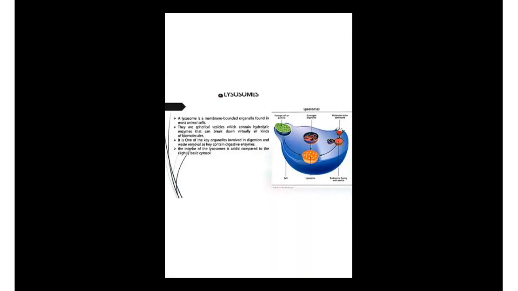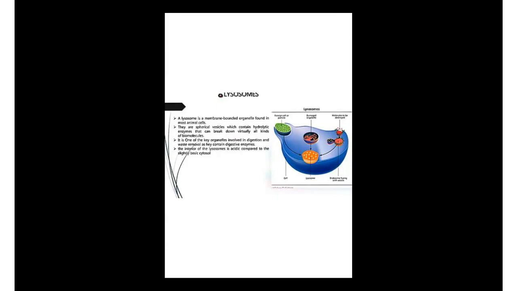Next is your lysosomes. A lysosome is a membrane-bound organelle found mostly in animal cells. They are spherical vessels which contain hydrolytic enzymes. Lysosomes, as the name indicates, perform lysis. And what kind of things get lysed? For example, if any foreign particle attacks the human body, we say the body's defense mechanism and immune system start working. So how does this immune system start working? Lysosomes play an important role in the defense mechanism of the human body.